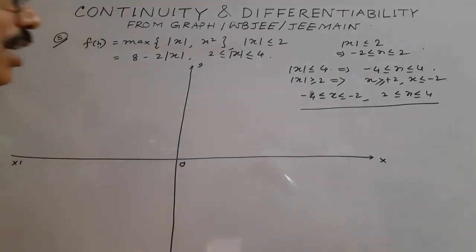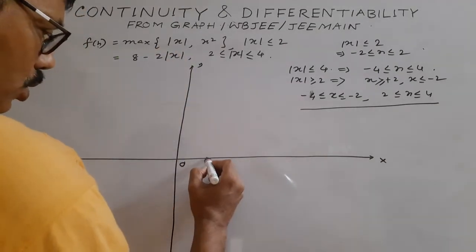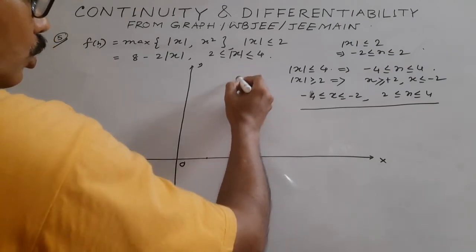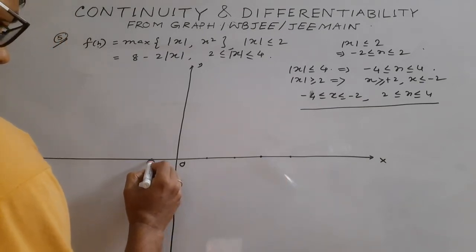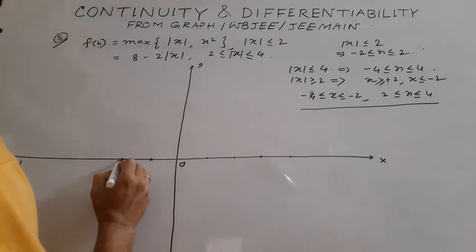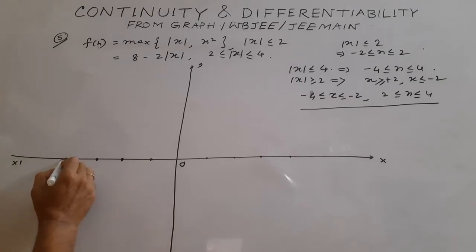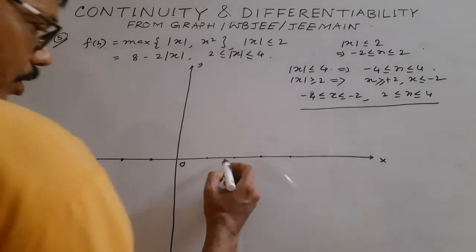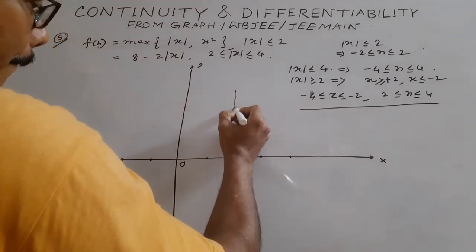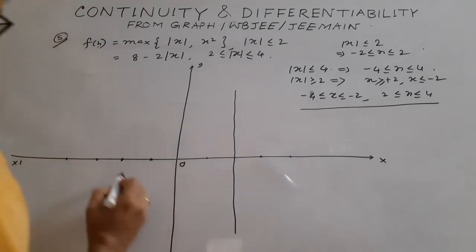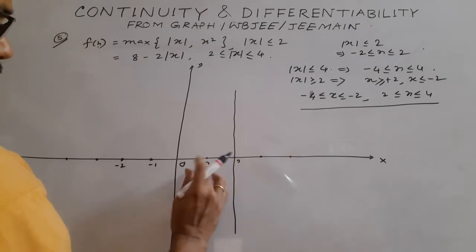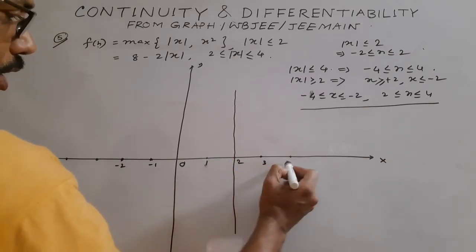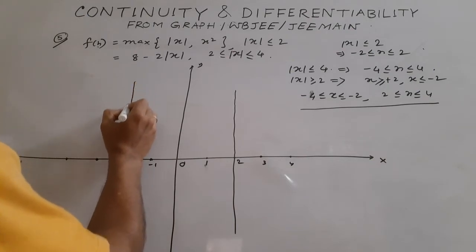Now look at the restriction. Add 2, minus 2. This is 1, this is 2, this is 3, this is 4. We are taking a rough figure. So this is 2, dotted line. So this is minus 2, minus 1, 0, 1, 2, 3, 4. This is minus 2.